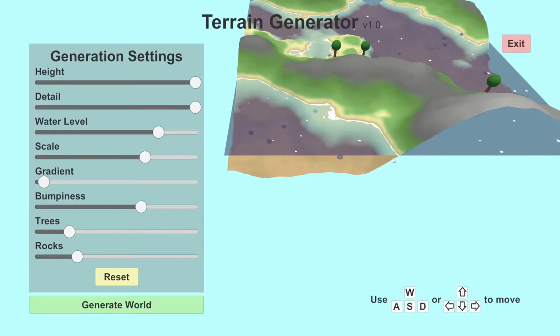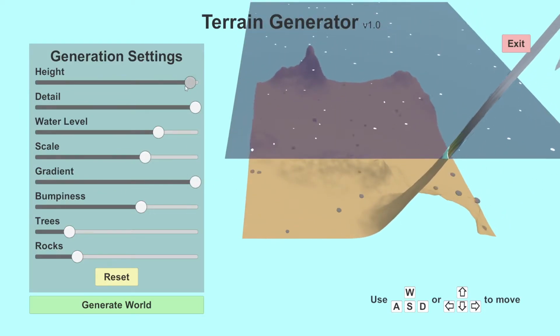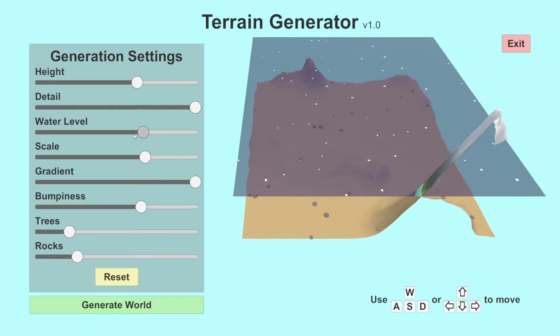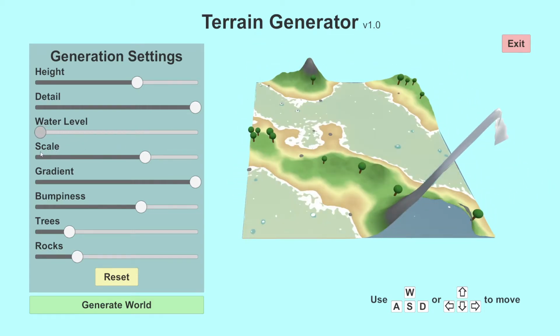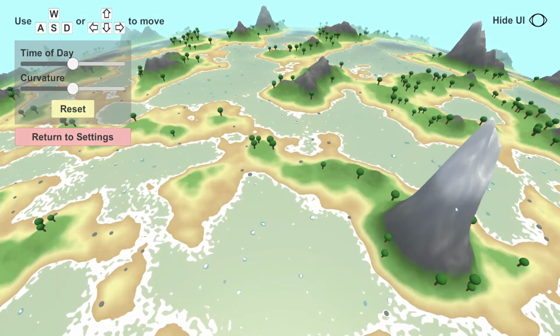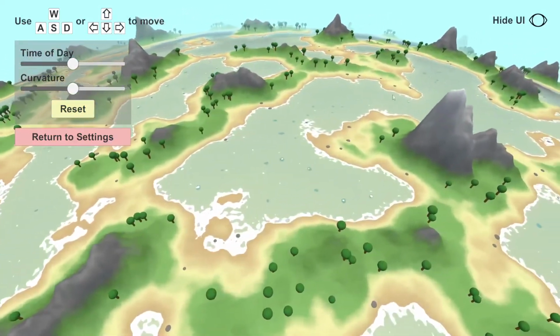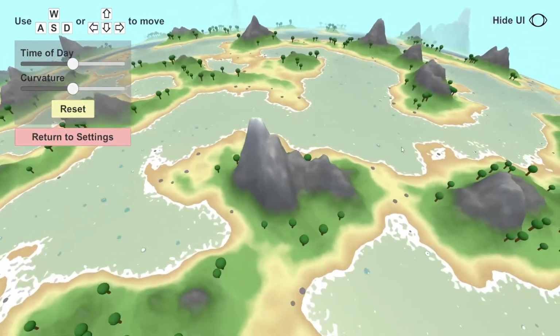If we go back and increase the gradient, you can see that mountains become rarer and there are these large flat spaces between them, and this looks nicer in my opinion.